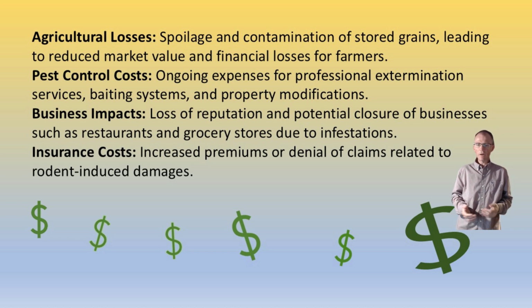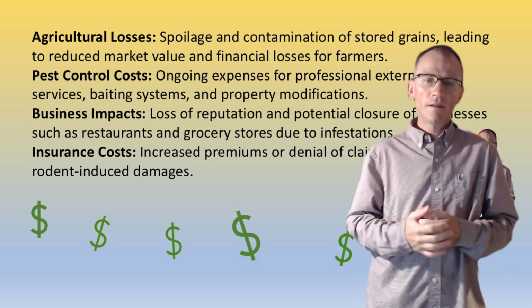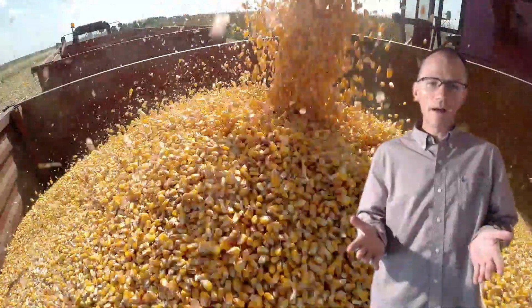These are going to be ongoing expenses for professional extermination services, baiting systems, and property modifications. Business impacts, loss of reputation and potential closure of businesses such as restaurants and grocery stores due to infestations. Insurance costs, increased premiums or denial of claims related to rodent-induced damages. There's a lot we're really talking about on this slide.